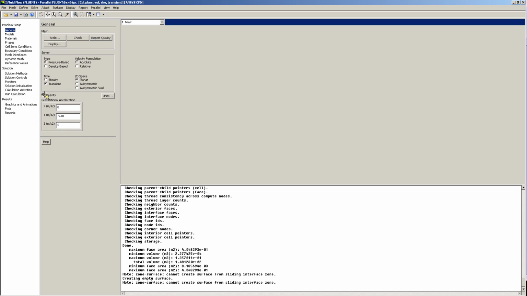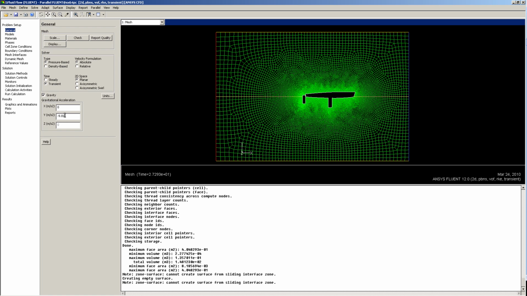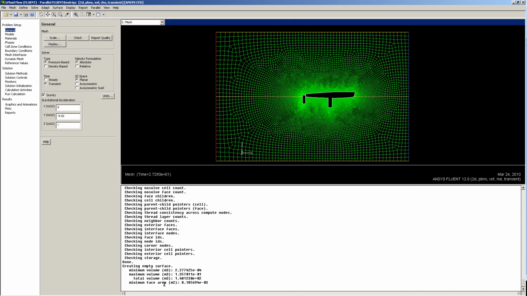So one of the first things that we did was we turned gravity on in the simulation, and we set the gravity magnitude and direction to minus 9.81 in the y direction, which is down in this particular simulation. And then we checked the mesh, and no problems were found there. So we've run the check there and no problems have come up.